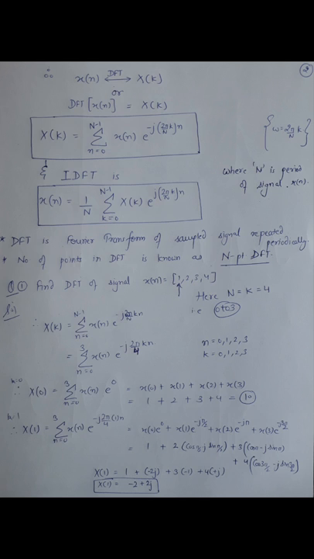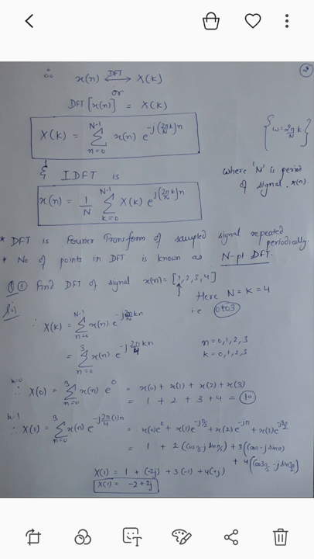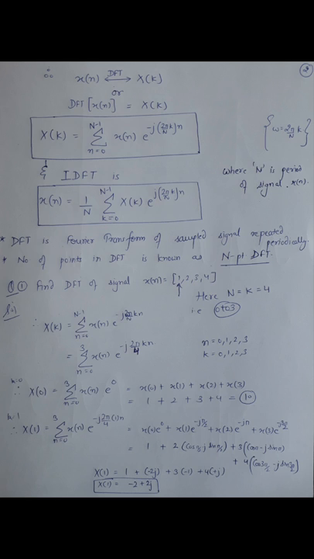For k equals 1, we have x of n e raised to power minus j 2 pi by 4 into 1 into n. Now put the values of n over the summation, 0 to 3. So we will get 1 plus 2 e raised to power minus j pi by 2, which is equal to minus j. Similarly we solve the equation and we will get 1 plus minus 2j plus minus 3 plus 4j, that is minus 2 plus 2j.